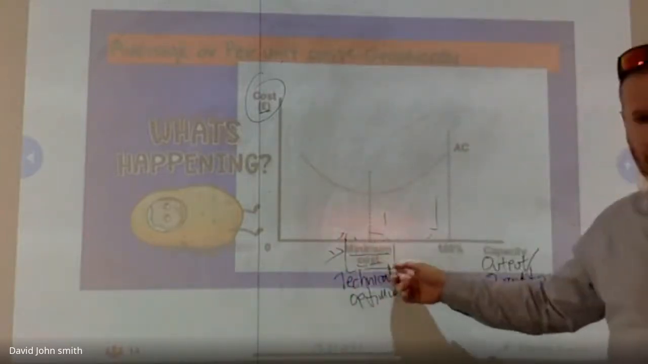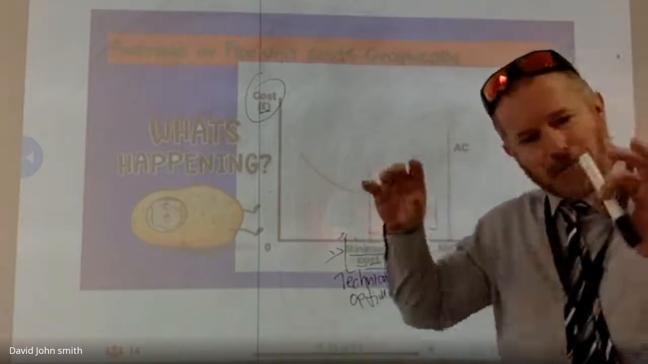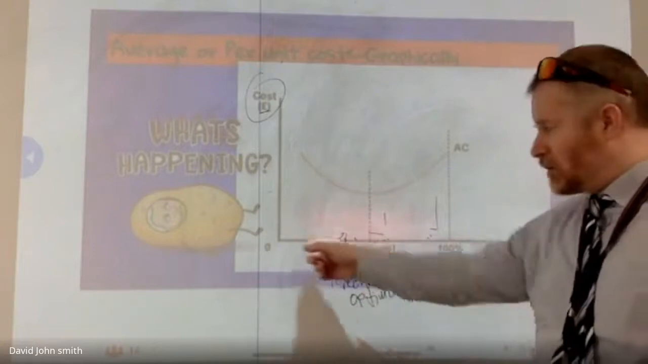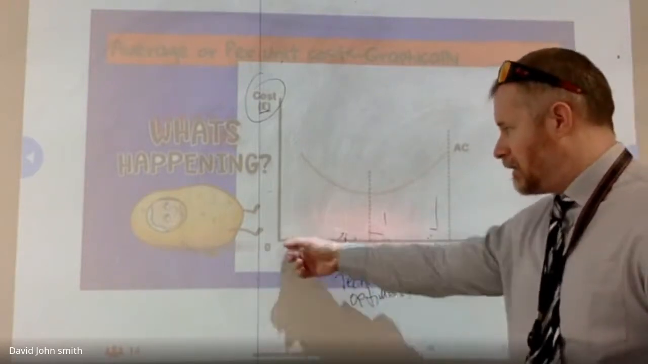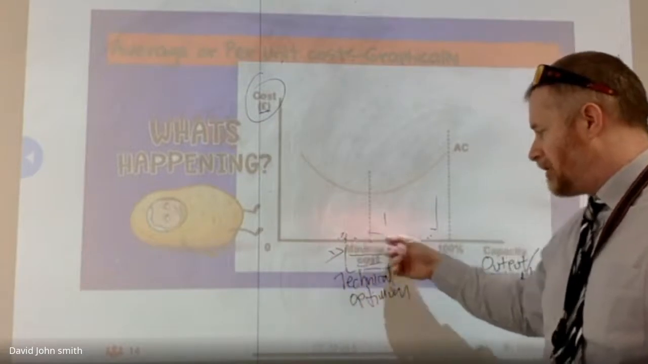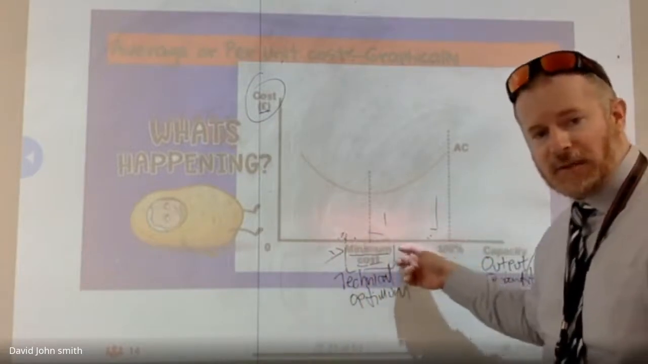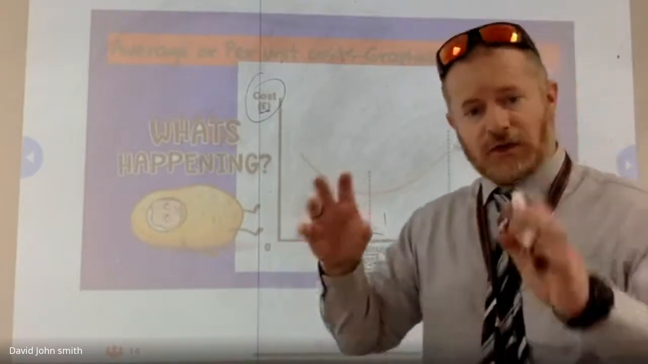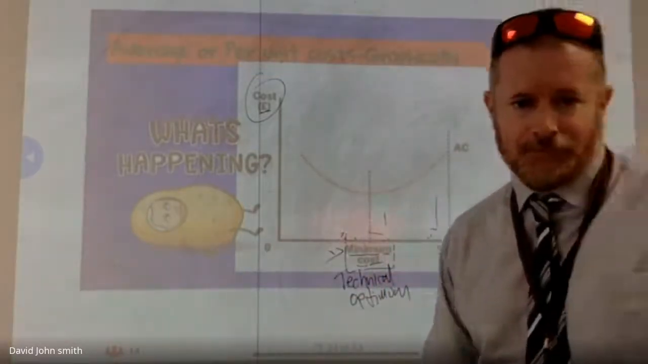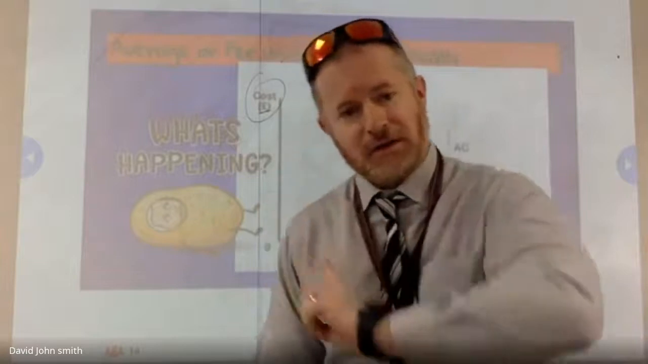Firstly, that idea of the technical optimum. Where is the best place for a business to be? Right there. Because if they're anywhere less than that, they can do better. They will be better off by producing more. And if they're anywhere above that, they'd actually be better off by producing less. So the best quantity for them to produce is that one. Right? So that's one thing to take away.